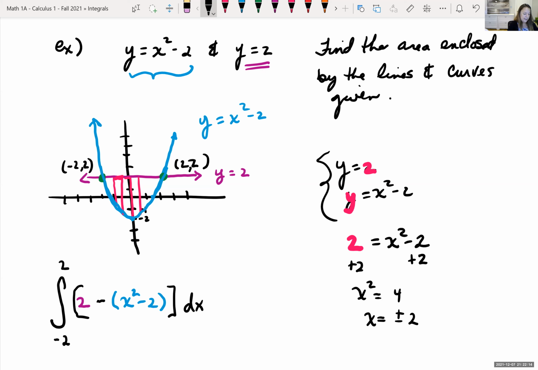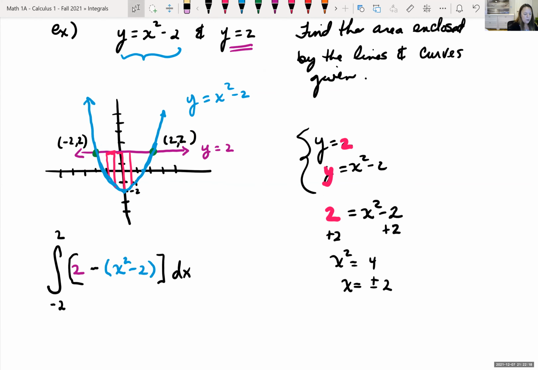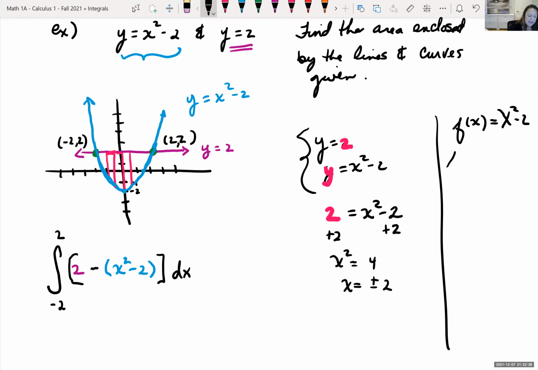So technically, again, we can use the fact that these are even. And I can show it mathematically that this is even. f of x equals x squared minus 2. If I look at f of negative x, and I plug in negative x wherever I see an x in that function, I can show that I get back my original function. And so if I square negative x, I get back positive x squared. And then I have minus 2.